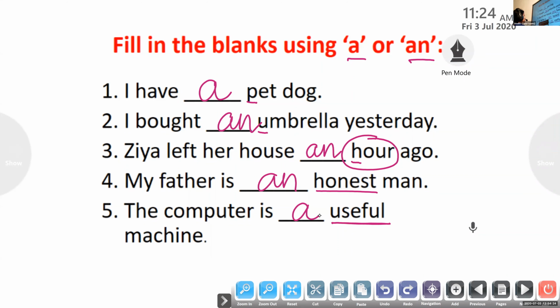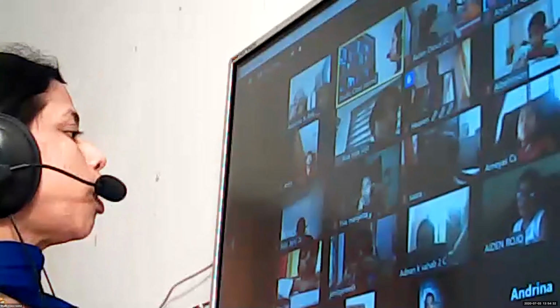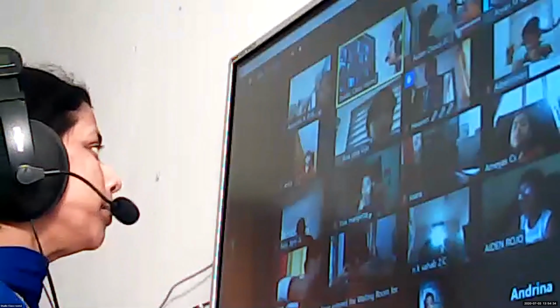Have all of you understood how best to use A and an? Yes. Everyone has understood? Children, have you understood the use of articles A and an? Is that clear to everyone? Yes.